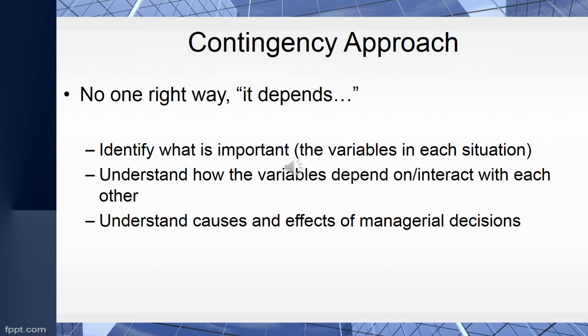First, they need to identify what is important, what variables, conditions, etc. mattered in each situation. These variables include the people and their characteristics, not just variables external to the people. They then need to understand how these variables interact with each other and how they depend on each other. Once they understand cause and effect, then and only then can they decide what to do and how to act.